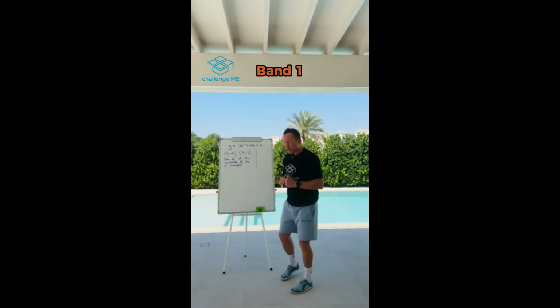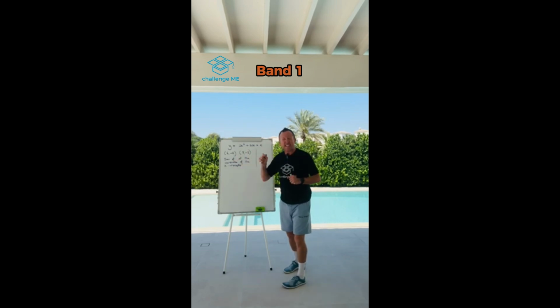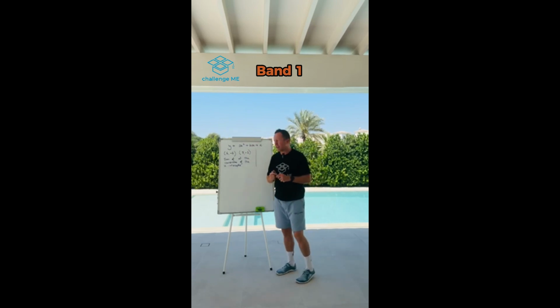We have a tricky question from the Band 1 semi-final here today. We were given this quadratic, we were given two coordinates that are on the quadratic, and what we need to find is the sum of the coordinates of the x-intercepts. So where this quadratic cuts through our x-axis.